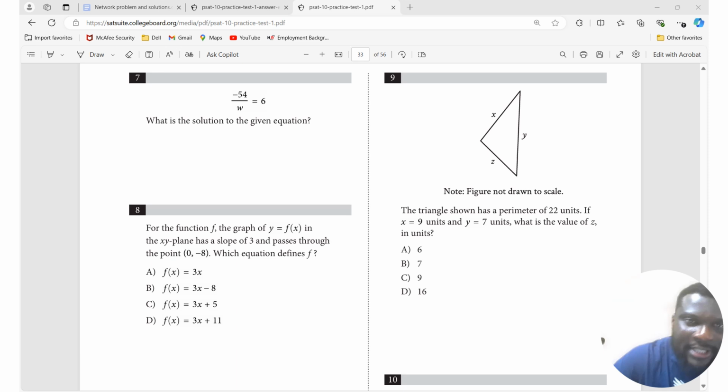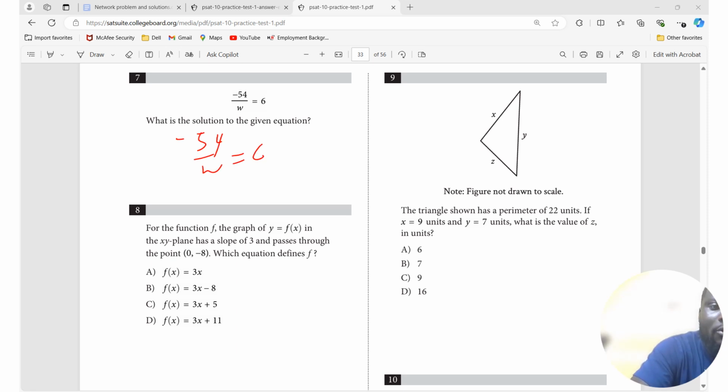Now this question says -54 divided by W equals 6. This kind of question is very straightforward. What are we looking for? We are looking for W. W here is our variable that we are looking for. In an equation, we're always going to have a variable, and the variable is what you need to look for. So let's go straight to the question: -54 all over W equals 6.